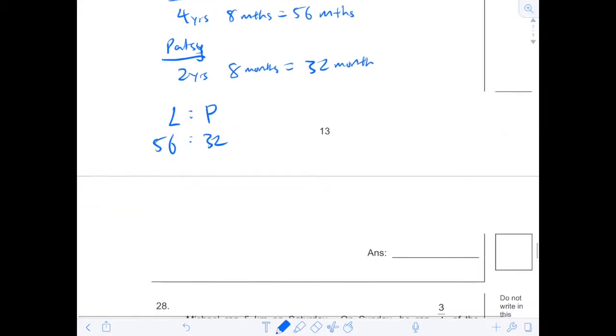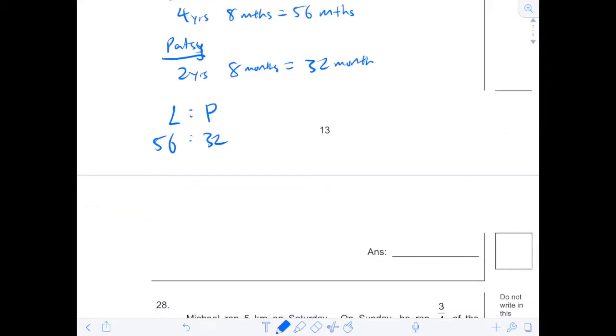Now of course they expect you to reduce these as low as you can. For the 56, I can start by dividing it by 4, and I get 14. For 32, if I divide it by 4, I get 8. And I realize I can still divide further, so I divide by 2 again. I get 7, and dividing 8 by 2, I get 4. So the answer should be 7 is to 4.